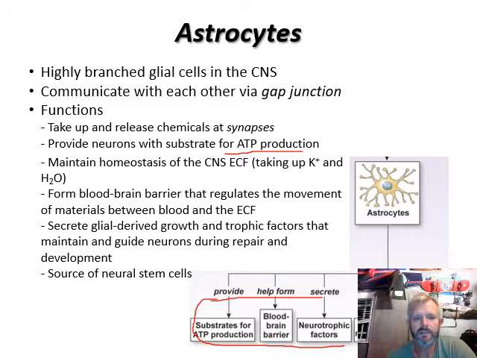They secrete nerve factors. They're a source of neural stem cells, and one of the other main functions is they help form the blood-brain barrier. They, along with the cells of the capillary beds, the endothelial cells, help make this blood-brain barrier that tries to eliminate bad and foreign substances coming up to invade the central nervous system. So it's kind of a first line of defense for the brain against any kind of pathogen.